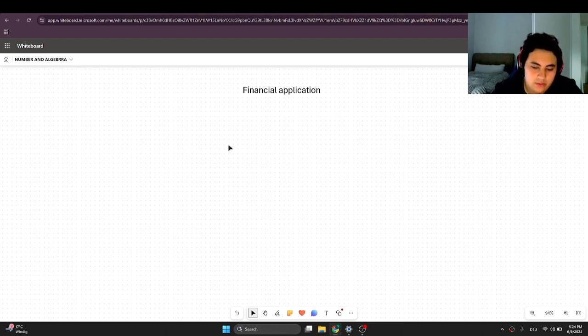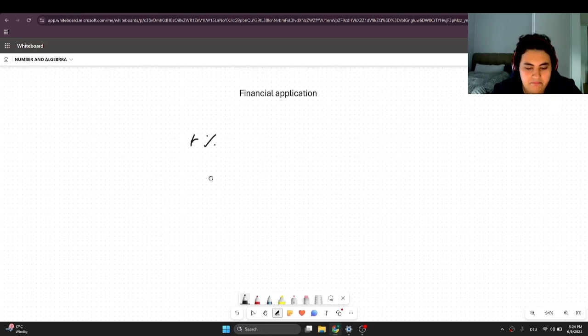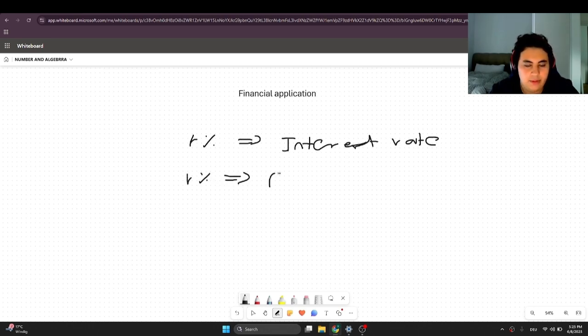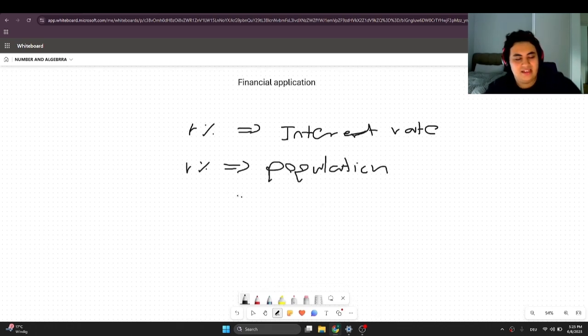So first of all, when we're dealing with problems like these, we're going to see something like this: R and then a percentage sign. This usually indicates some sort of rate, so you can say an interest rate, or it can also signal some sort of growth or decay. For example, you can be talking about population.